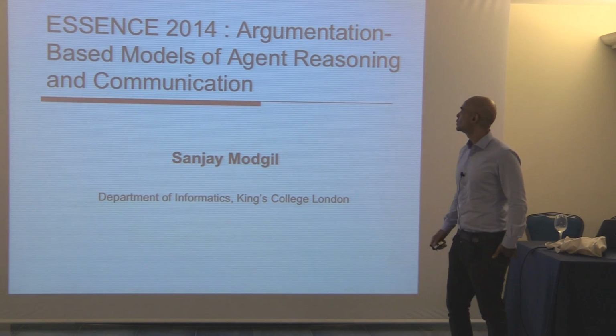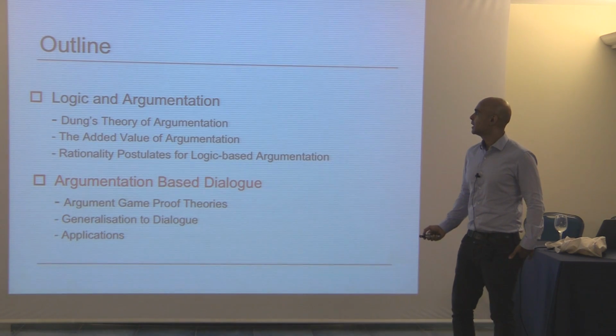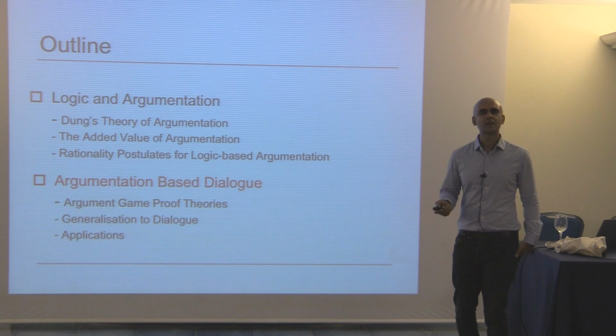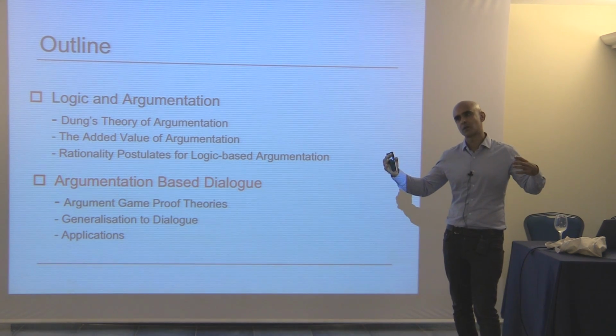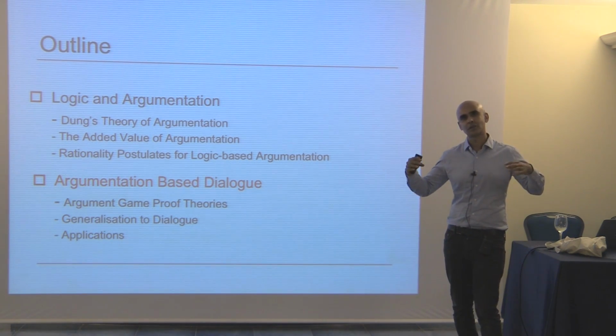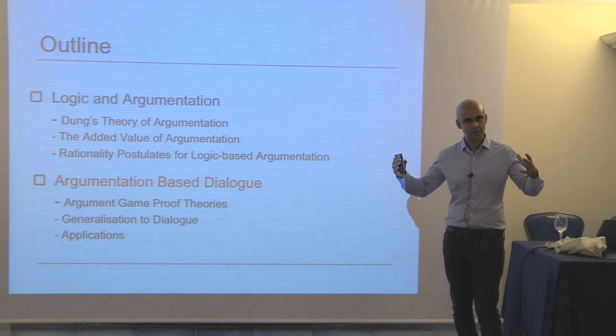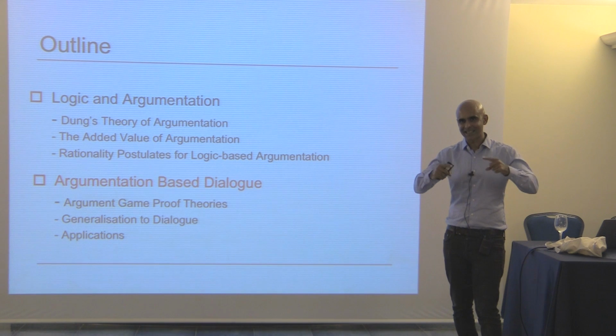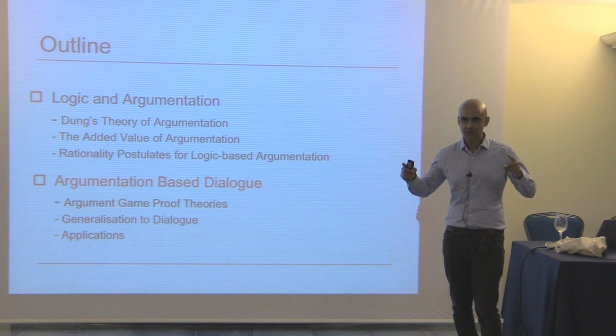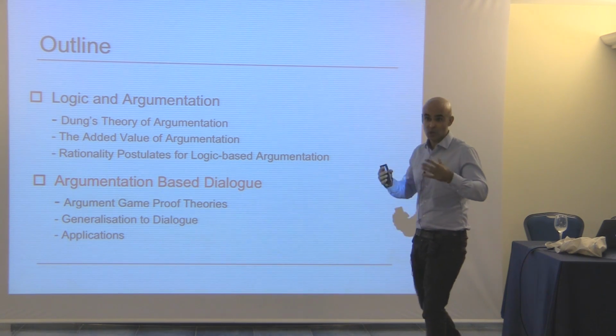The second part, as I said. In the first half, I was talking about argumentation frameworks, and then suggested that you can develop argument game proof theories, which you could then generalize to dialogues, and then we get into communication between computational agents, and as I'll suggest, also between human agents.